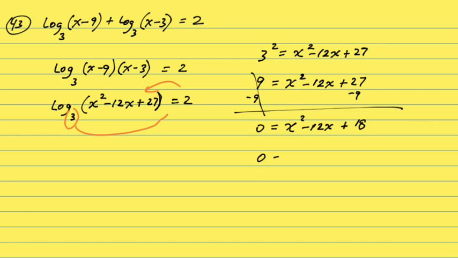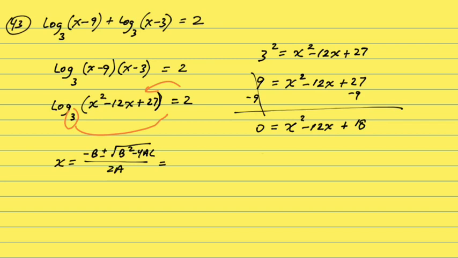So I want to see if this factors. Are there factors of 18 that add to negative 12? 9 and 2, 6 and 3. I don't think there are any, so I may have to use the quadratic formula because this doesn't work. It does not factor. So I might have to do the quadratic formula, which is x equals negative b plus or minus square root b squared minus 4ac, the whole thing divided by 2a.